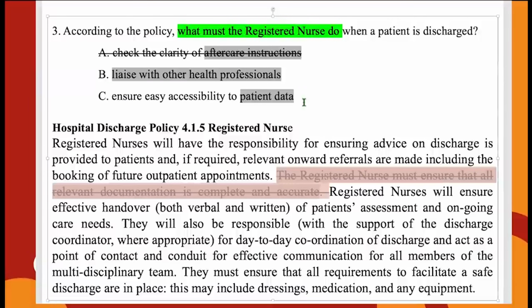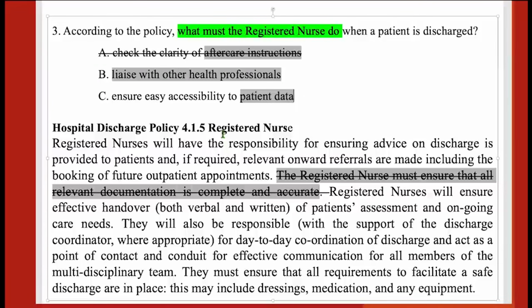And accessibility to patient data. Last line, Father. They must ensure that all requirements to facilitate a safe discharge are in place. This may include dressing, medication, and any equipment. Is it patient data? Dressings, medication, and equipment? No, the whole text doesn't speak anything about patient data. Yes, Father. This is not given in the text.